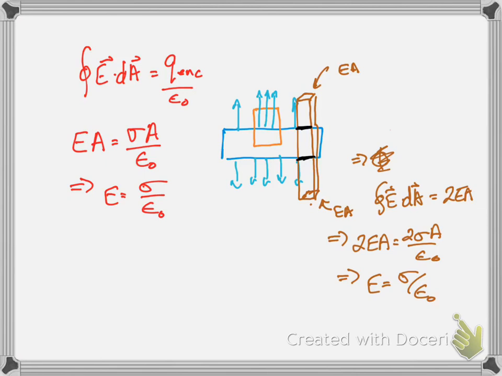Now, please keep in mind that when we use Gauss's law, it's a scalar equation. There are no vectors that come out of this equation because it's a dot product, and so you need to know the direction. If I ask what the field is, it's sigma over epsilon 0. If it's a positively charged sheet, or a positively charged conducting sheet, the electric field points away from the sheet.